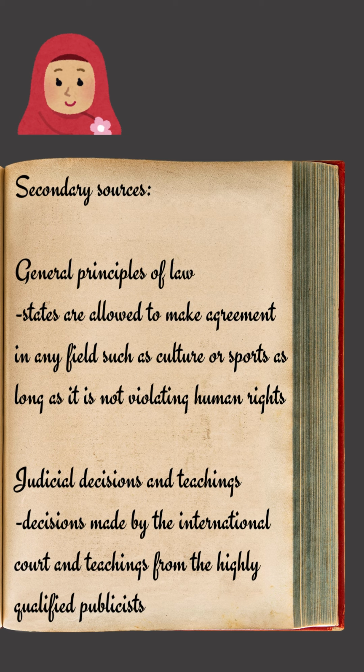The secondary sources of international law are the general principles of law, judicial decisions, and the teachings. The general principle of law is that states are allowed to make agreements in any field, such as culture or sports, as long as it does not violate human rights. Judicial decision is the decision made by the international court, and then the decision becomes international law. Meanwhile, the teaching is from highly qualified publicists.